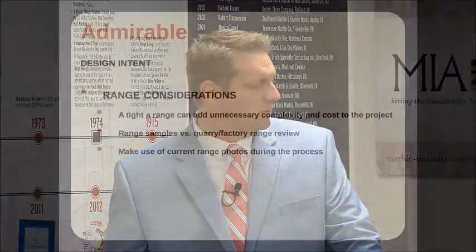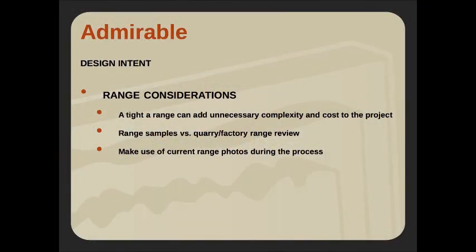If we are using range samples, we need to make sure that as a supplier, for example, I'm getting the full range that we can expect, so that we don't have any surprises as we start uncrating finished material. One thing we can do, if we're going to stick with the range sample process, is get photos of current product, current slabs, current block to help us feel good that the quarry and the factory understand the requirements that we have there.